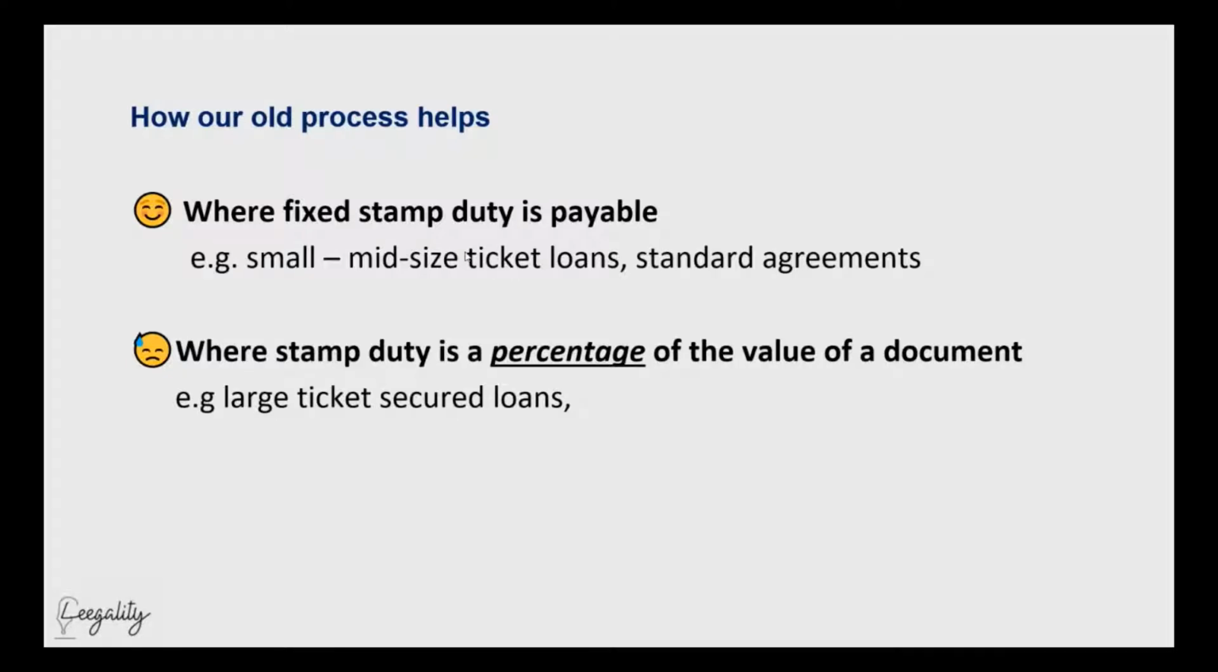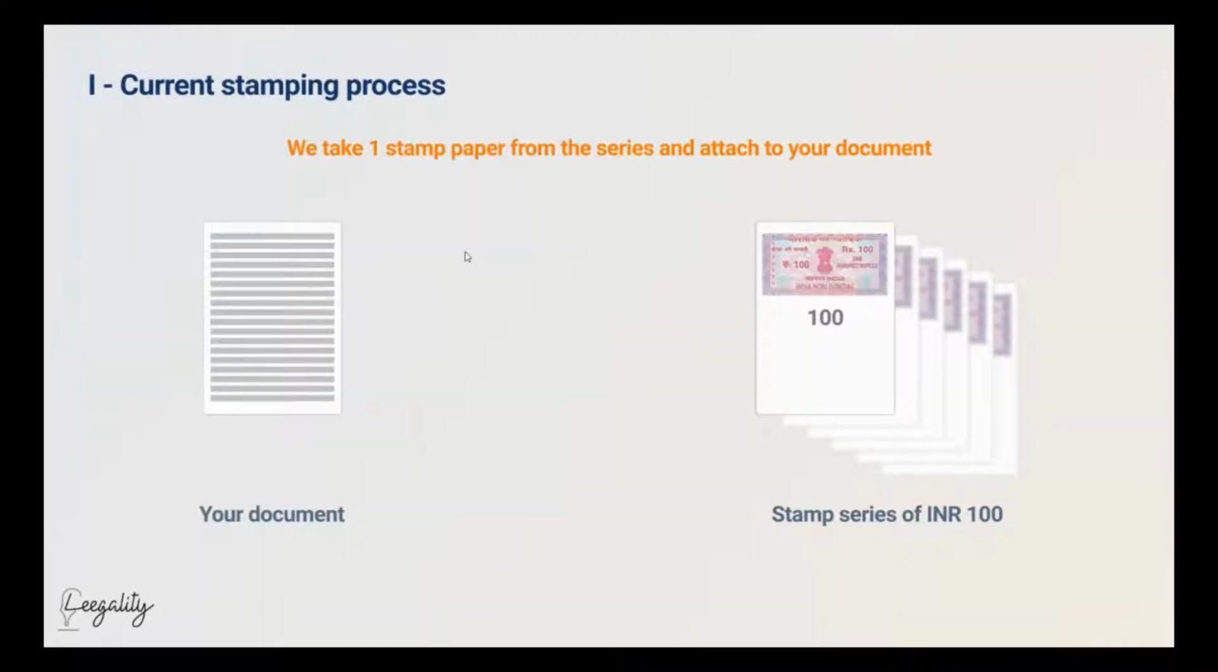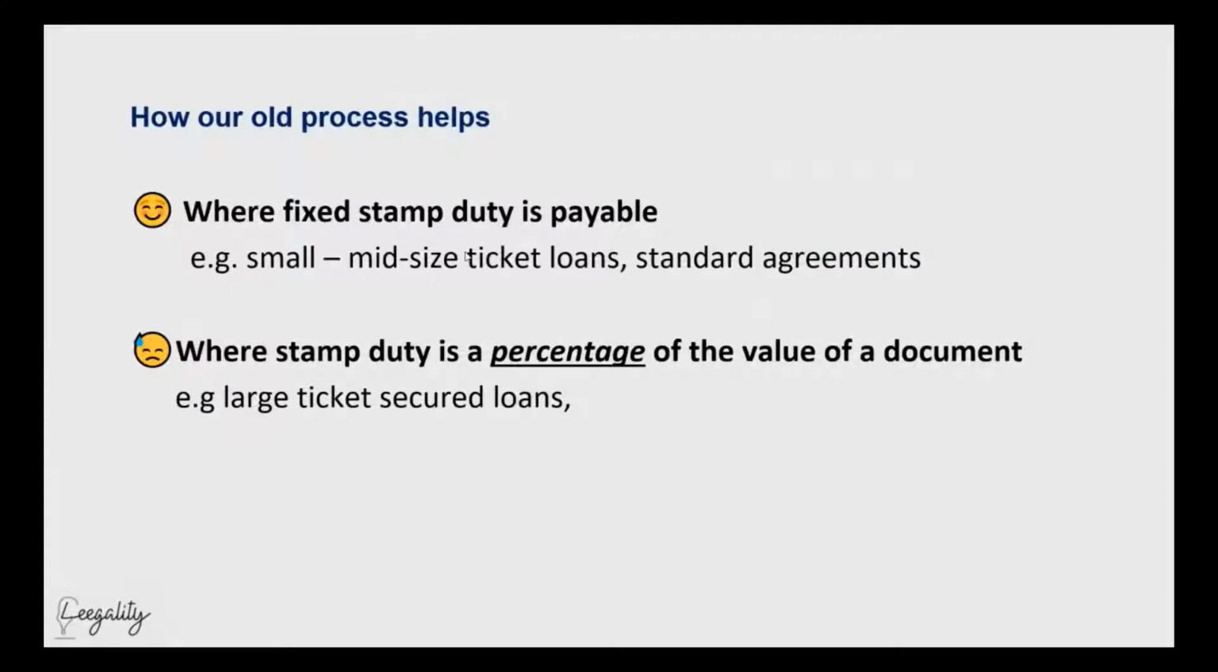I'll just recap the last 30 seconds. Legality's current stamping process combines a single denomination in a particular stamping instance. So, you can only pay a single flat rate denomination in our current stamping process. And this helps where fixed stamp duty is payable, like small to mid-sized ticket loans, standard agreements, and in many states for all kinds of agreements. It's a very state-specific thing.